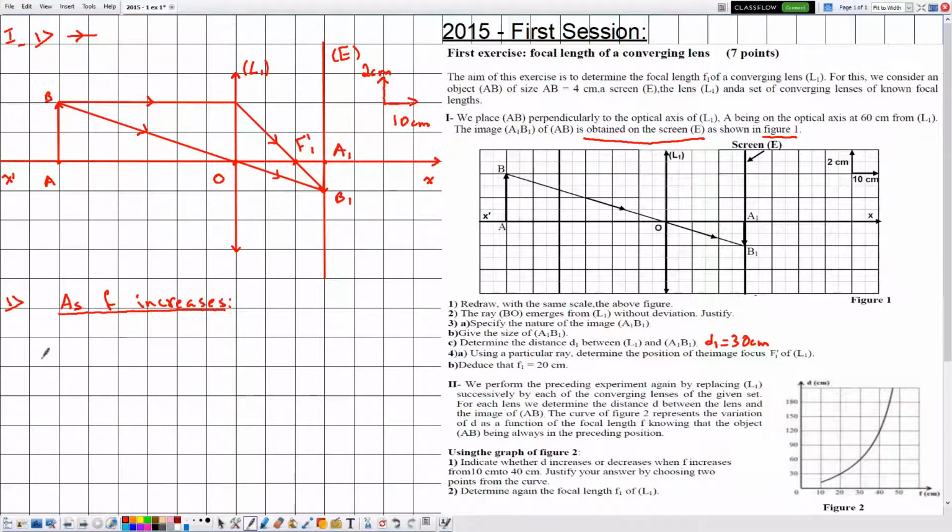Then let's say that D varies from 30 centimeters to 60 centimeters. And notice that the values of D are getting larger, which means that D increases as F increases. Then let's say as F increases, D increases.